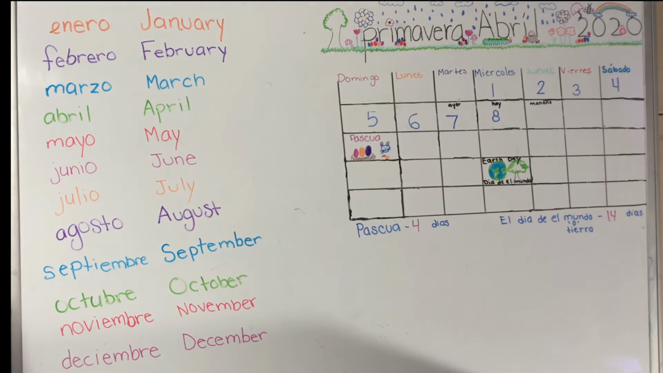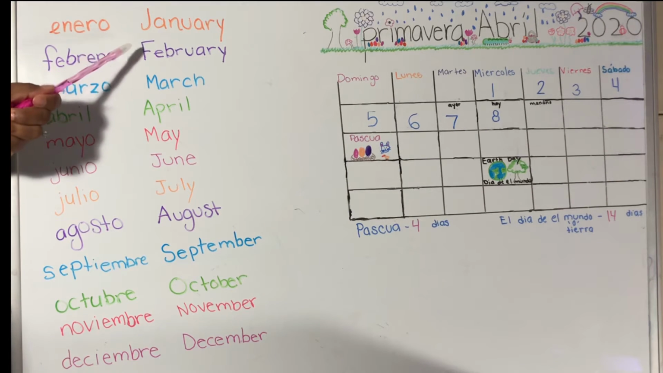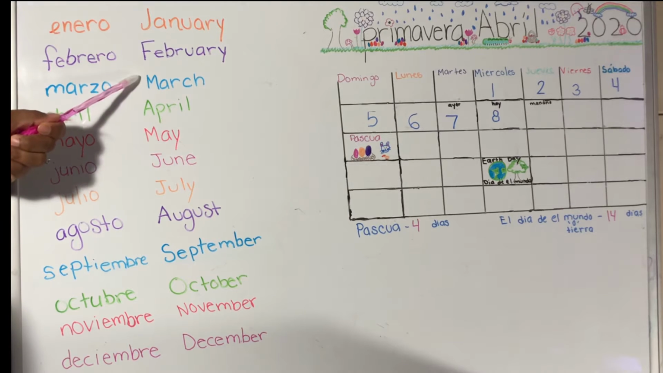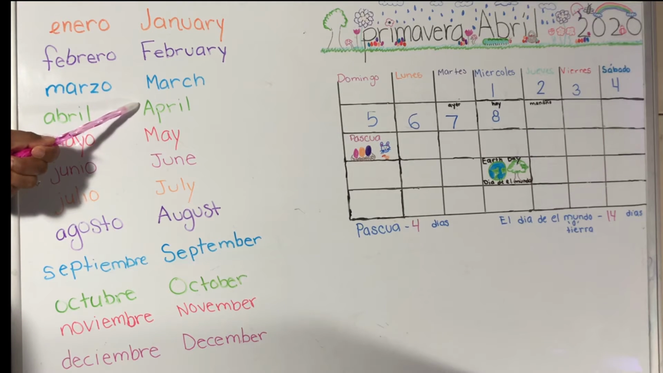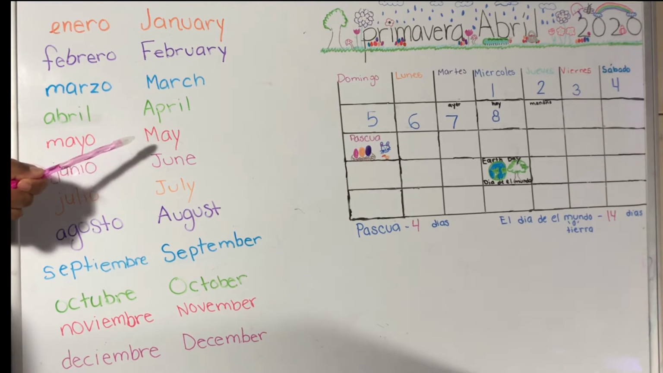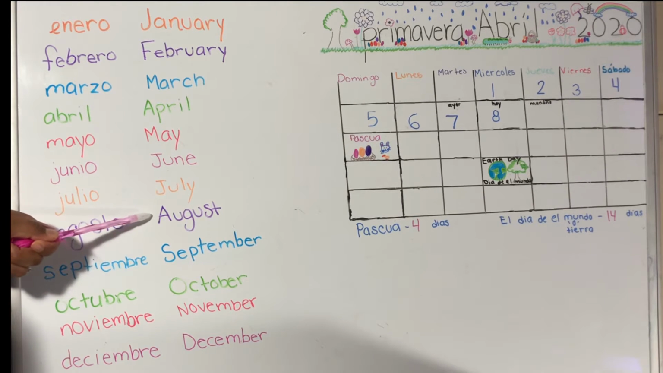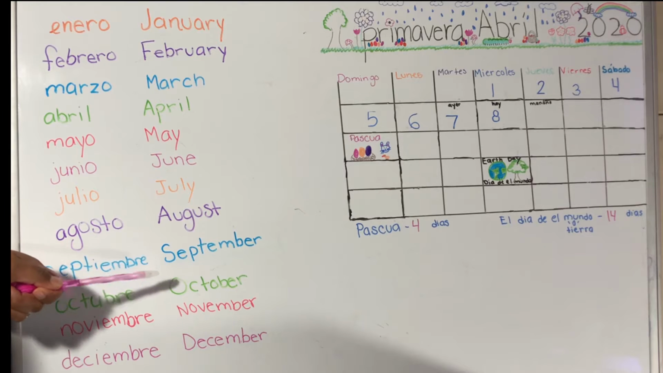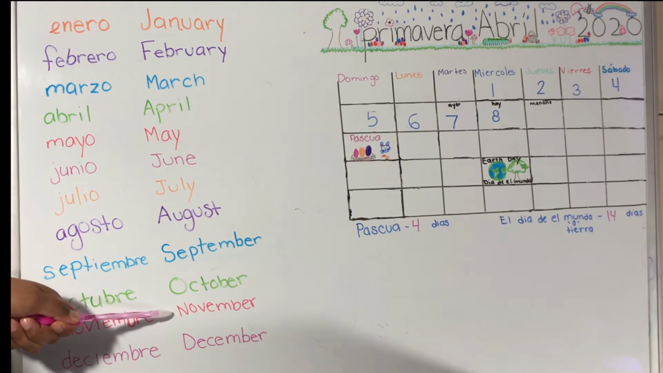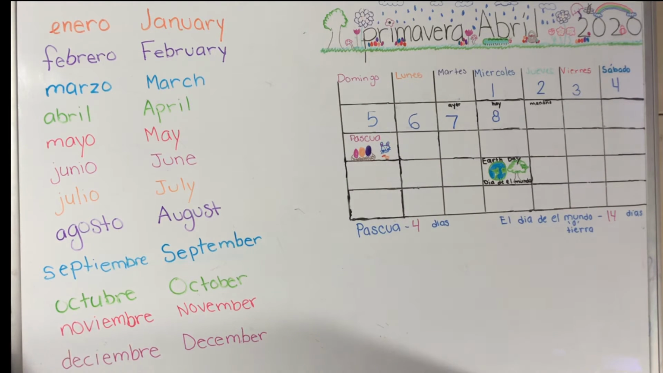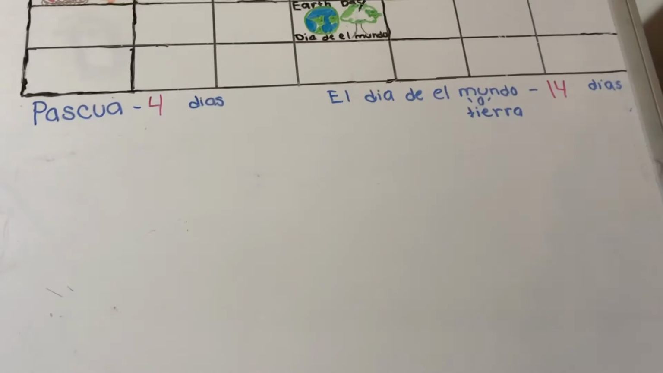Now we're going to say them in English. Ahora lo vamos a decir en inglés. January, February, March, April, May, June, July, August, September, October, November, and December. Good job, boys and girls.